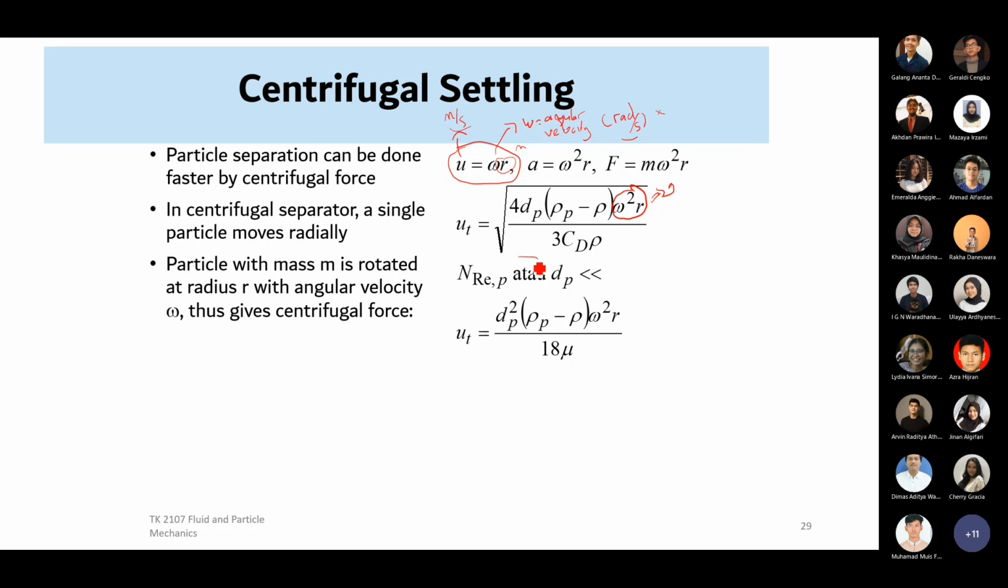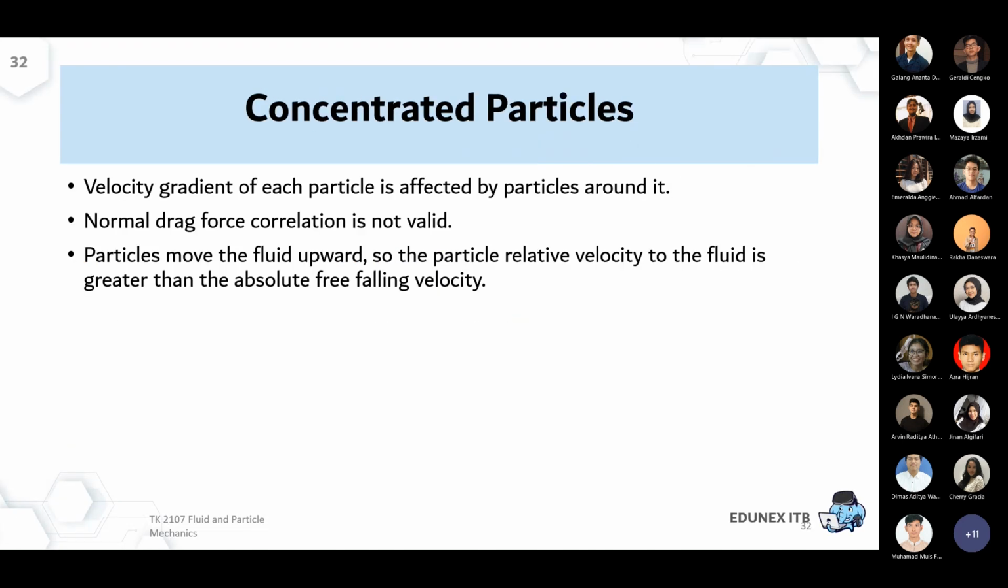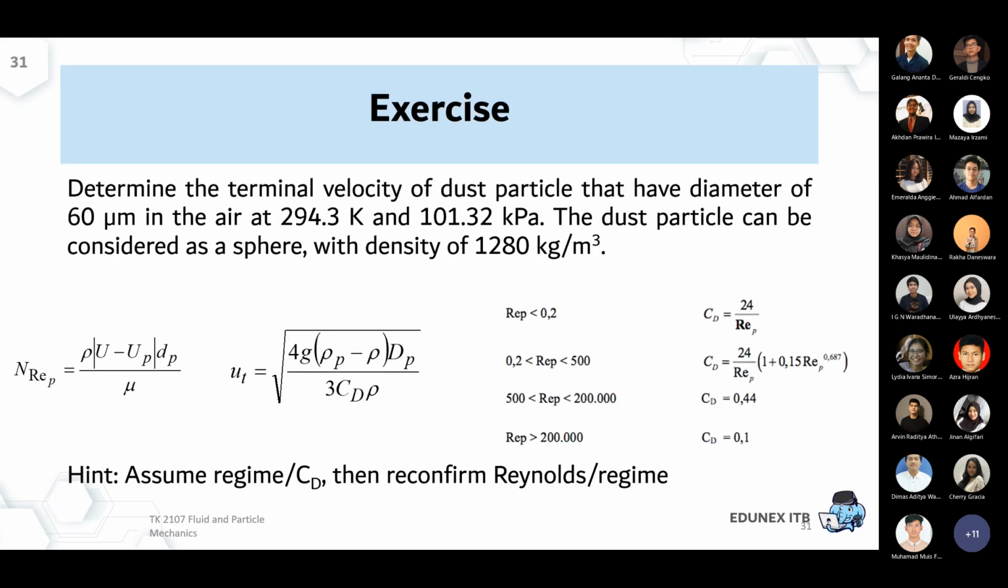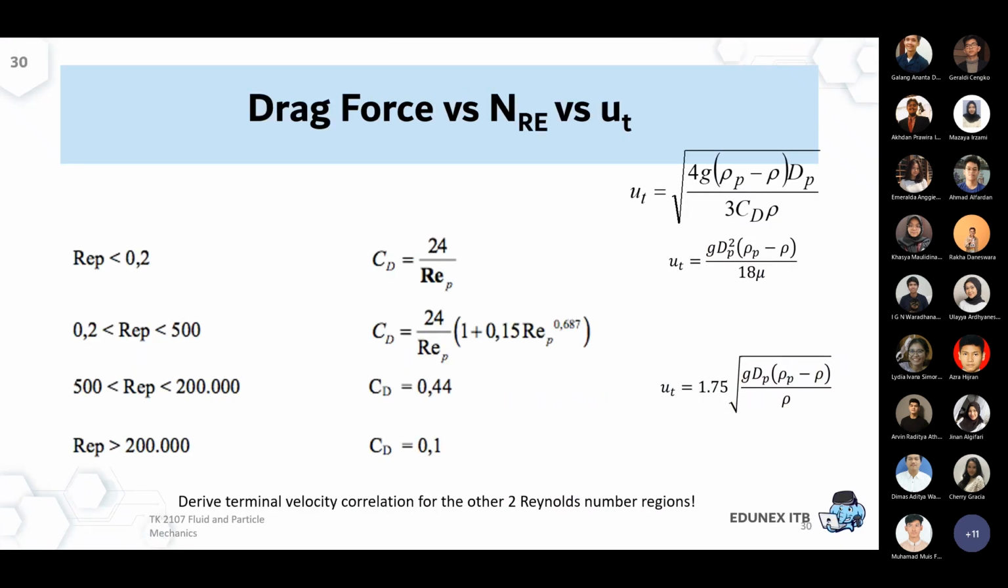Okay, so that's the UT, the generic one. That's the generic correlation if you have centrifugal settling instead of gravity settling. And using the simplification, again, just substitute the CD. Same thing as before. If it's laminar, then it can be simplified using this correlation. I think this is the summary of the drag force versus Reynolds number versus terminal velocity.